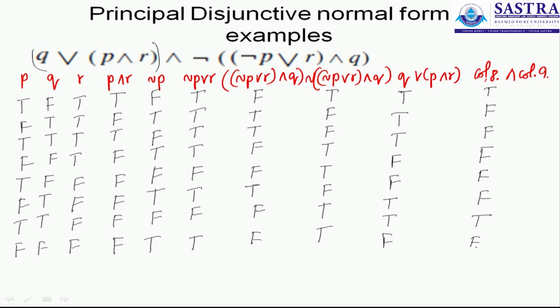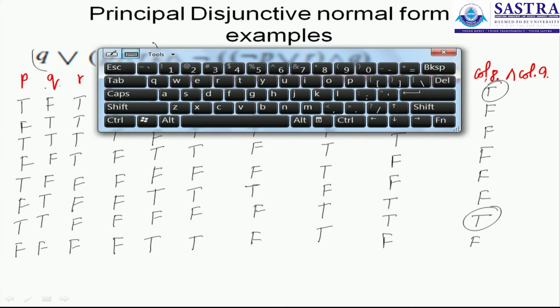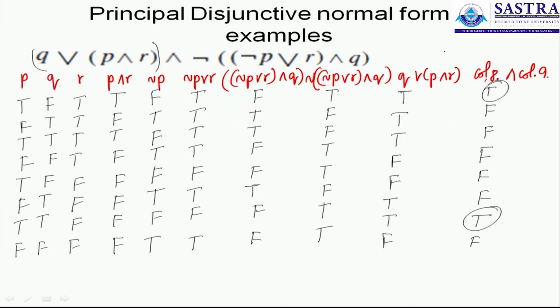Now look at the last column. There are only two answers which are true. Only two of them which are true. So this is not a contradiction, since there is at least one true answer. So you'll have to correspondingly write their terms. Now what are the terms? The first row is the first answer that is true, and the first answer is TFT.